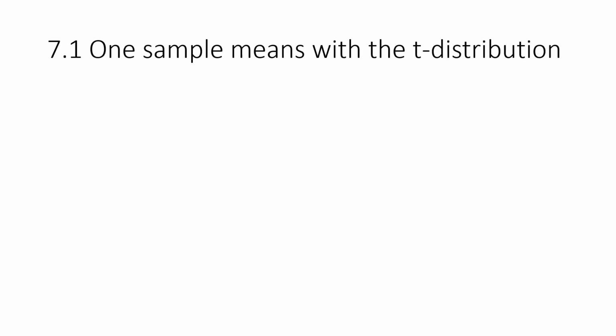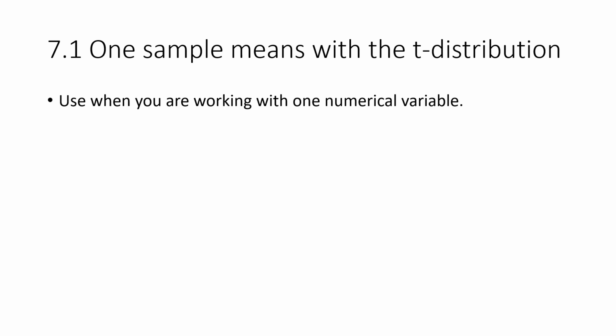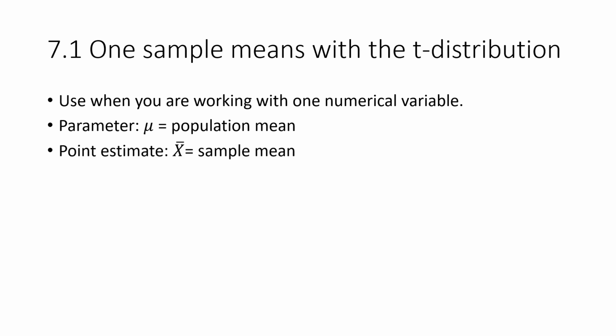So as I say, in section 7.1, we're going to be making inferences about a single mean, so from one sample, using a new type of distribution called the t-distribution, which you'll learn about in the videos. You'd use this type of method when you're working with one numerical variable. The parameter of interest in this situation will be the population mean, which we give the notation mu. The point estimate will be the sample mean, x bar.